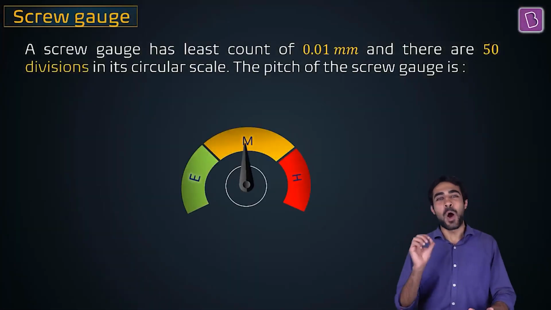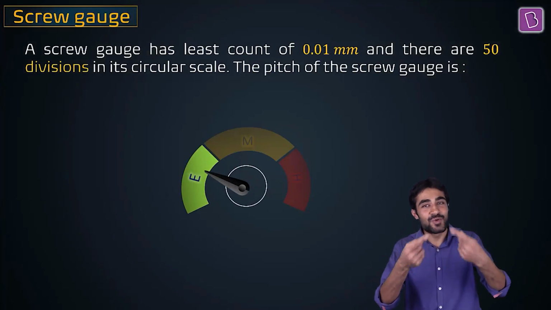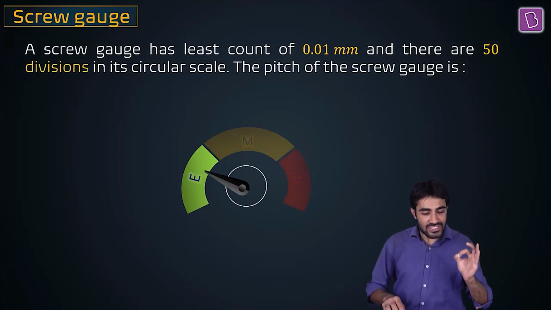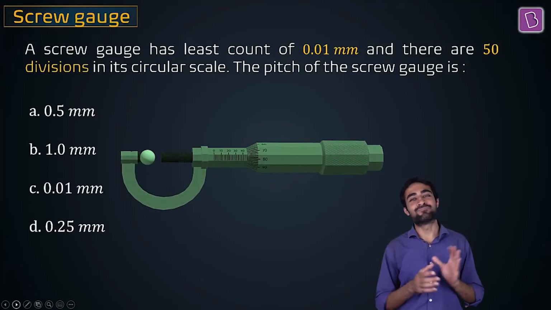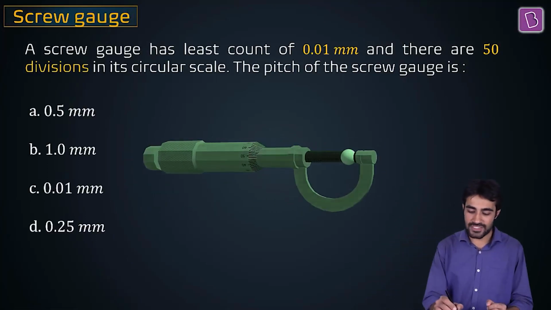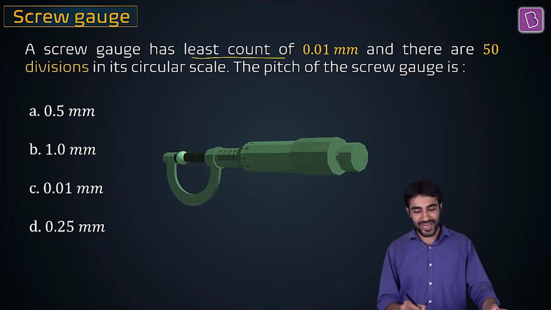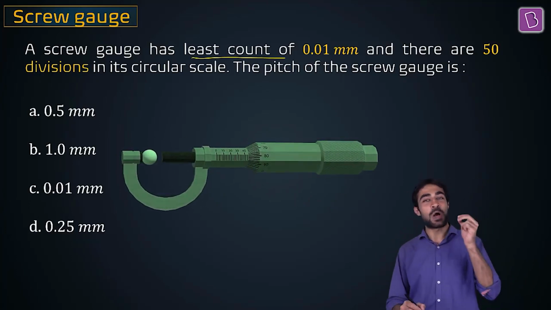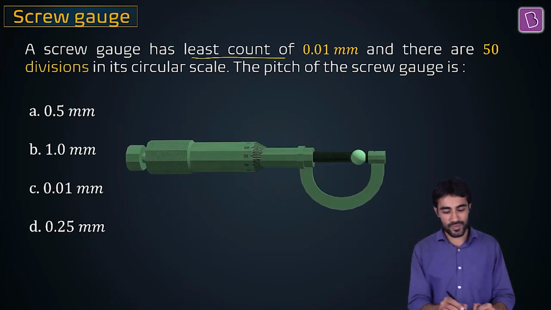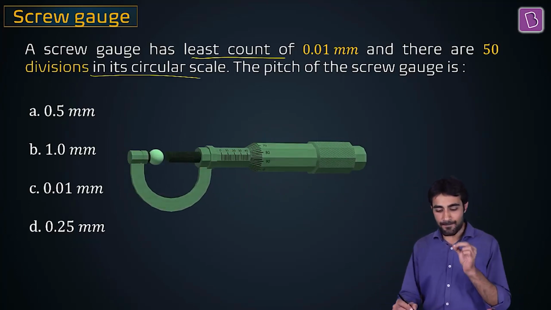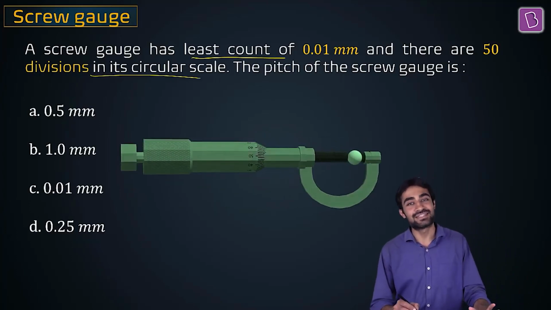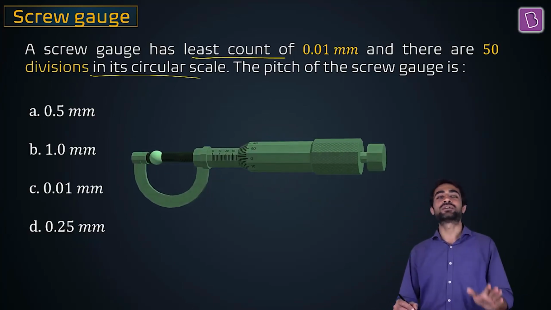Here we have an awesome question on screw gauge. A screw gauge has least count of 0.1 mm. So least count of this screw gauge is given. And there are 50 divisions on its circular scale. So we know the number of divisions on the circular scale also. The pitch of the screw gauge is? So what is the pitch of the screw gauge?